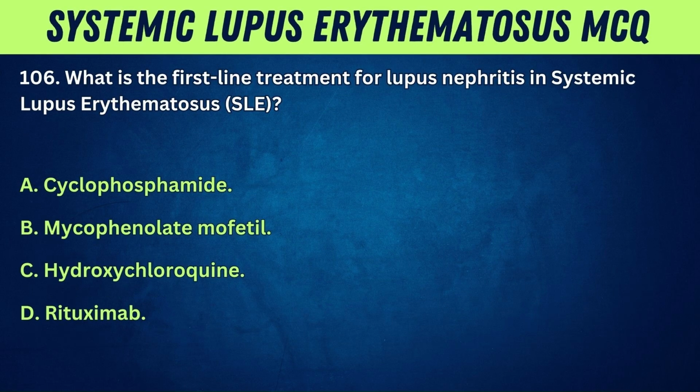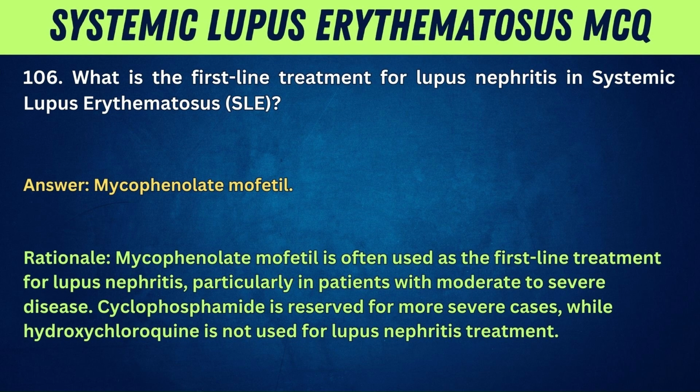106. What is the first-line treatment for lupus nephritis in systemic lupus erythematosus, SLE? A. Cyclophosphamide. B. Mycophenolate mofetil. C. Hydroxychloroquine. D. Rituximab. Answer: mycophenolate mofetil.